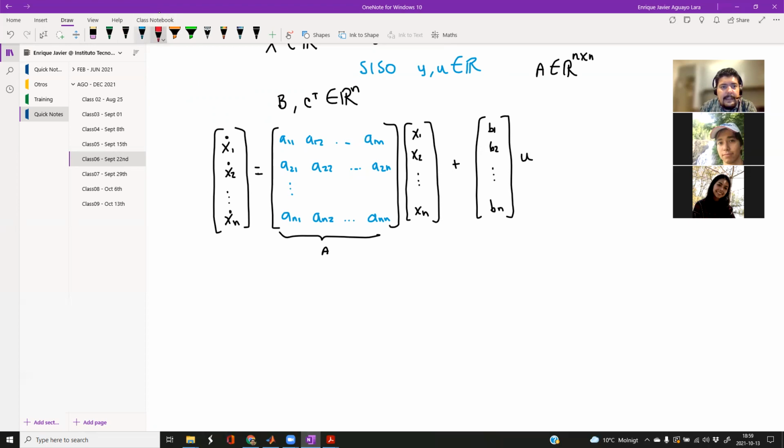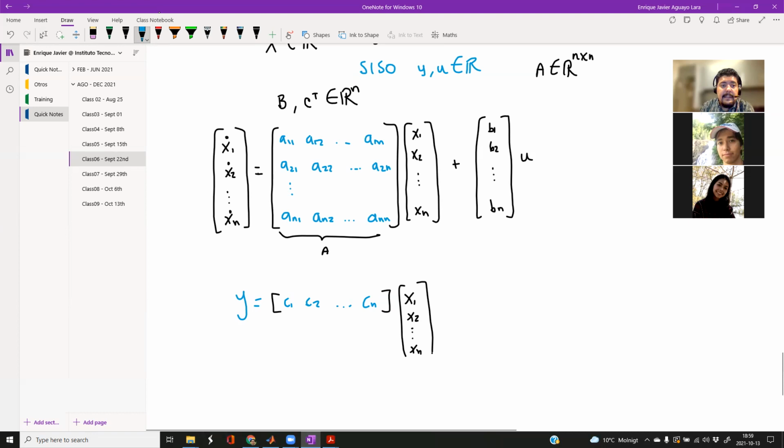And the output of the system is given by matrix C times X. So again X1, X2, all the way to Xn, with elements that go from C1, C2, all the way to Cn. Because we said that C transpose, I mean, now I'm representing this as a transpose vector, so it's a row. It's also a vector of n dimensions. So this is how the system looks like.